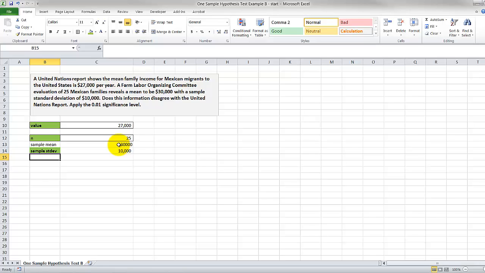Does this information disagree? This disagree is our keyword. So I recommend documenting this keyword as disagree. And we also are given the level of significance for our test. So let's call this alpha at 0.01. And let's go ahead and apply some general formatting here and here.